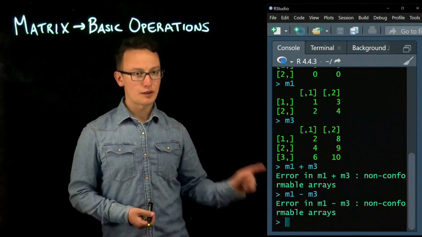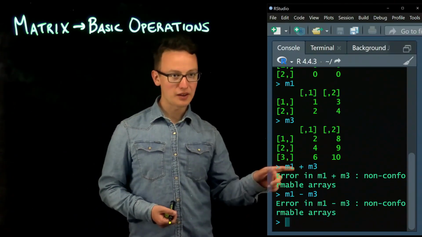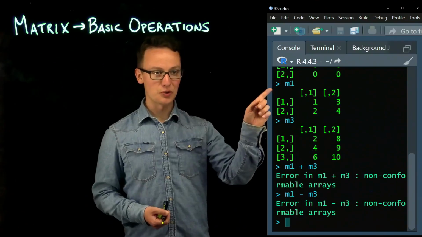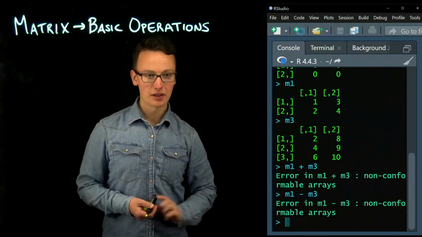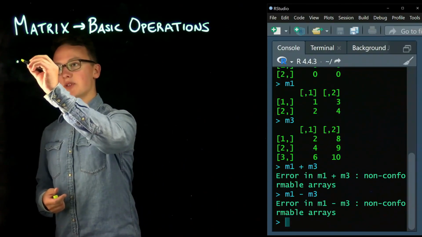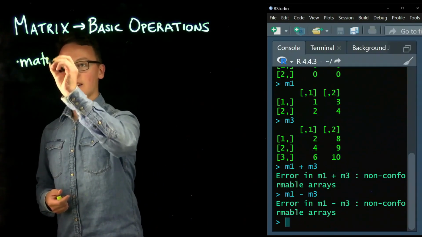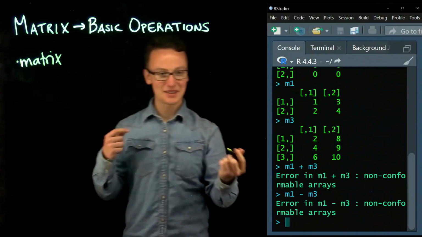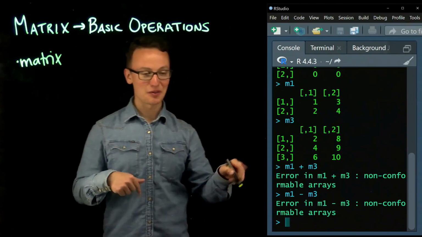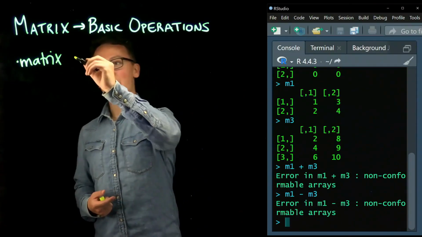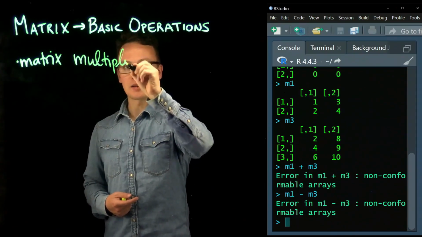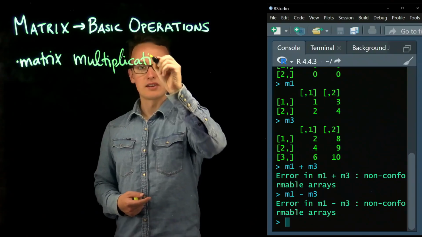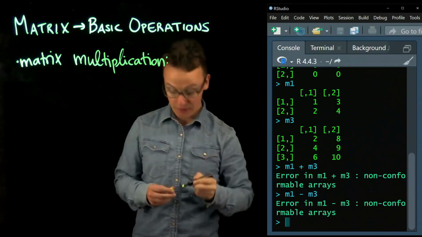However, there is in fact an operation that we can apply in relation to M1 and M3 together. It is not addition or subtraction, but it is matrix multiplication. And we're going to do this the other way around now. So we're going to first see the result in R and then try to understand step by step how this operation works, because that one is a little bit more tricky than addition or subtraction. So let's first do it in R.